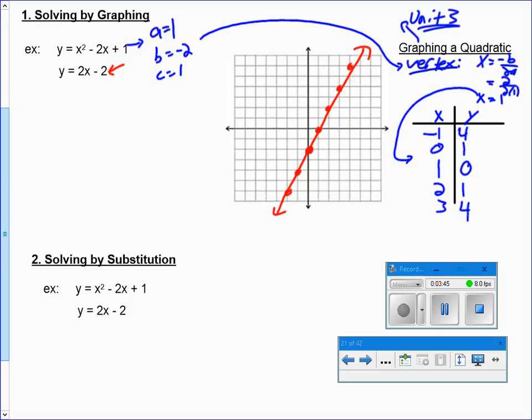If you need more review on that, if you don't remember those steps or what we did back in Unit 3, again, look at those videos from Unit 3, and you can go over how we graph quadratic equations or quadratic functions.